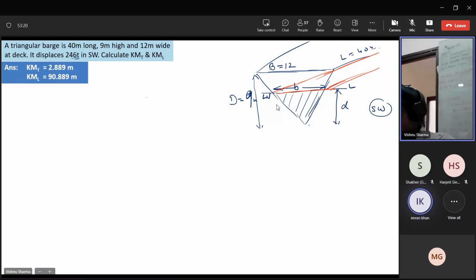Okay. Now I'll make it more simple for you. Suppose I keep loading this barge and I make its draft 9 meters, equal to the depth. Then what will be the shape of the water plane? Rectangle, sir. What dimension? If I make the draft 9 meters, then it will be breadth 12 and length 40. Very good. So now you understand that it will be a rectangle everywhere. Am I right? Yes, sir. Anybody who still feels that the water plane is triangular, please speak up.